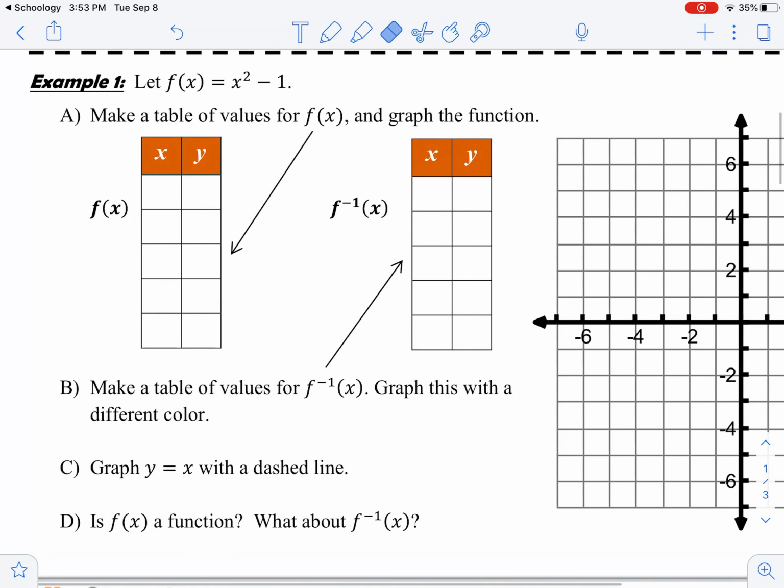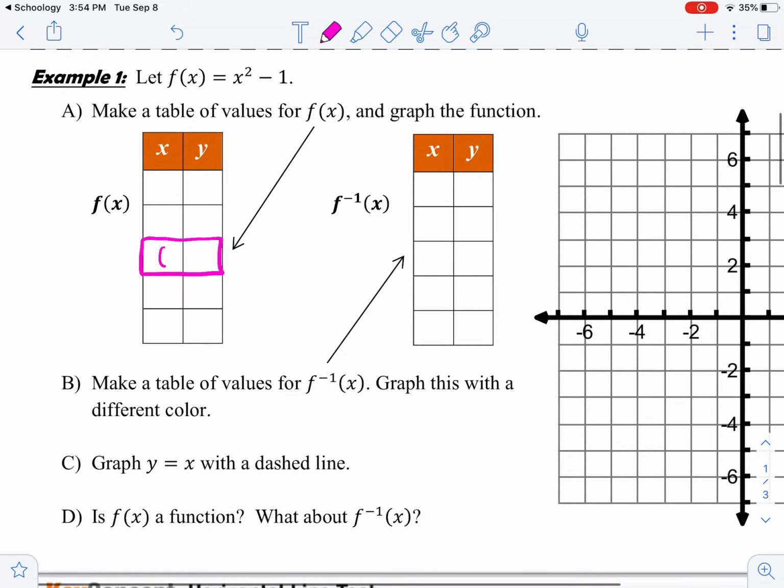Okay, so let's move on to what we're talking about today. Example 1 says let f of x be equal to x squared minus 1. So first off, let's make a table of values for f of x. You can go ahead and do that on your own. I will say that the easiest way to do this is start by putting your vertex right in the middle right here.